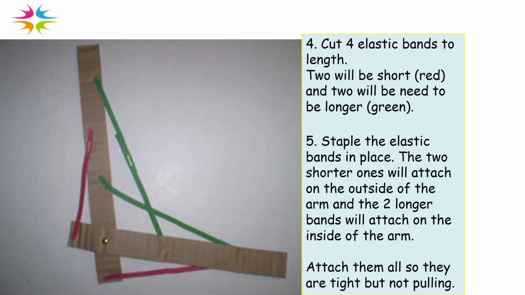So if you straighten the pieces of card, what will happen to the elastic band? What would it look like? And that's meant to represent what the biceps muscles will look like when they contract and when they relax.